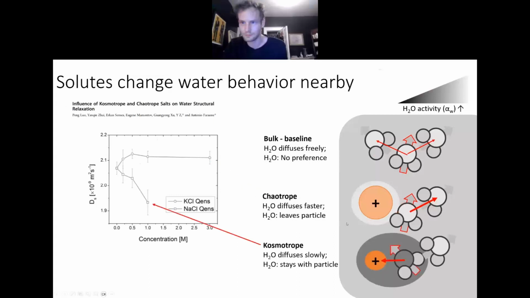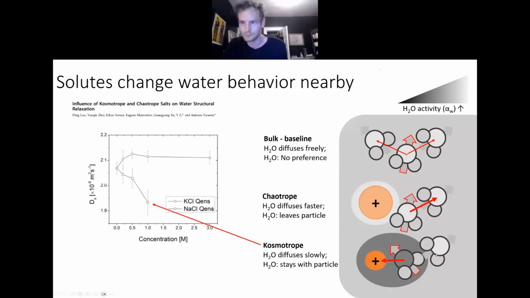Sodium is the opposite. As a kosmotrope, it enhances water structuring and causes it to diffuse more slowly than bulk water. So in this case, sodium is smaller. It's still a +1 charge, but because it's a smaller electron shell, then it's a more dense charge, and water would rather its lone pair interact with sodium than with a nearby water molecule.